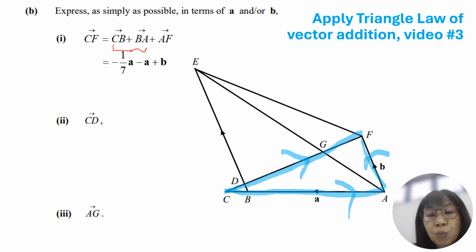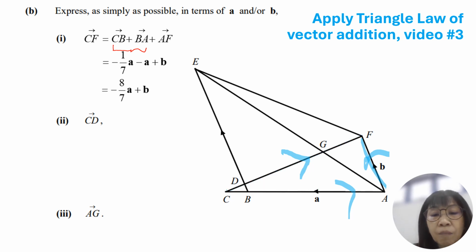Then I continue with moving the opposite direction of AB, so it's minus A, and then I add the vector B. Bear in mind, this is not the final answer. So what I need to do is simplify the expression, and this will give me negative 8 over 7A plus B. So this first part is easy. All right, now let's move on to CD.